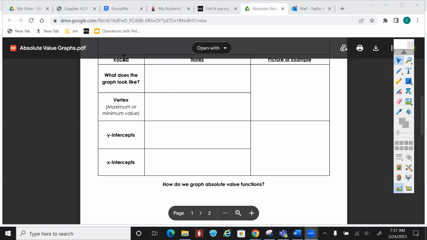So what does the graph look like? We already kind of talked about this. It's going to be a V shape. Something like this. The vertex, or the max or minimum value, is going to be H, K. And so, for instance, this one would be 0, 0.